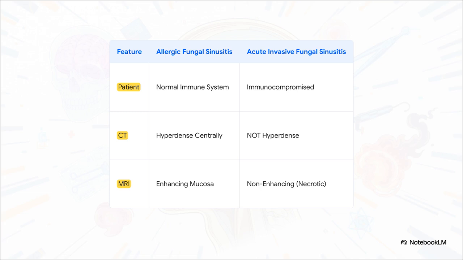On CT, the sinus contents are not hyperdense. The real clue is stranding in the fat around the sinus. That means it's breaking out. And on MRI, it gets even scarier. That fungus can kill the sinus lining, making it necrotic, so it stops enhancing. That is a terrible, terrible sign.